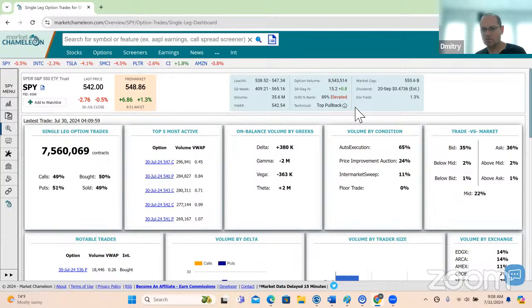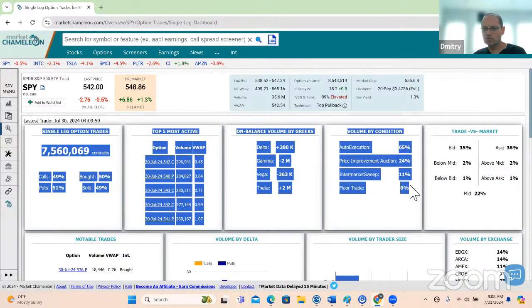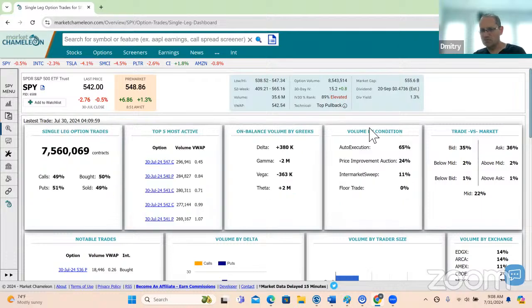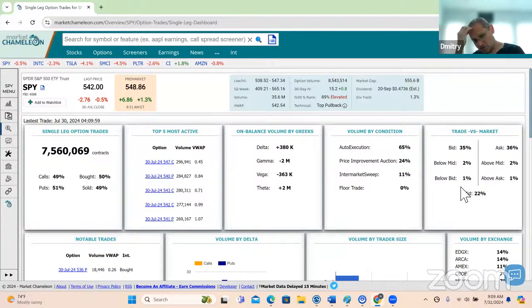And yesterday we were talking about our single leg dashboard, which analyzes the options that traded, in this case SPY, that were single legs. So they were not part of a multi-leg trade. And yesterday we went over these top, I believe, four analytics. We stopped here, volume by condition. And since we don't have any questions, let's just continue to look at the different sections of this dashboard.